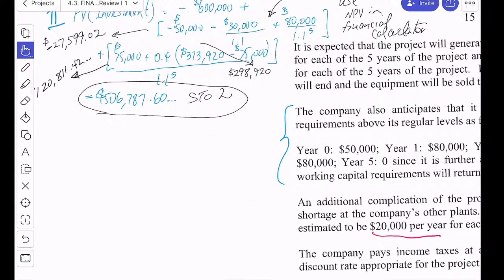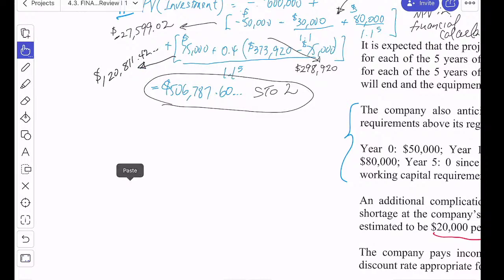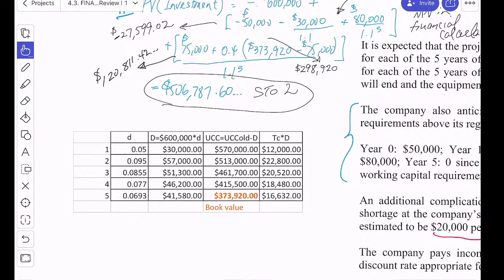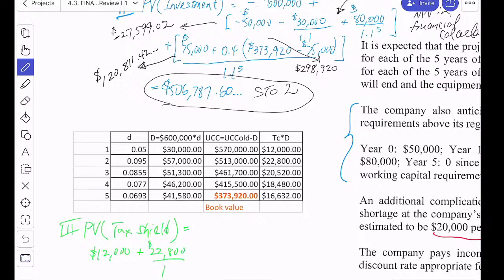I use green. So for part 3, PV of tax shields is equal to 12,000 plus 22,800 plus 20,520 plus 18,480. So on your test, you have to write all this out. If you're going to use this method or you're going to make a table, you need to show me.